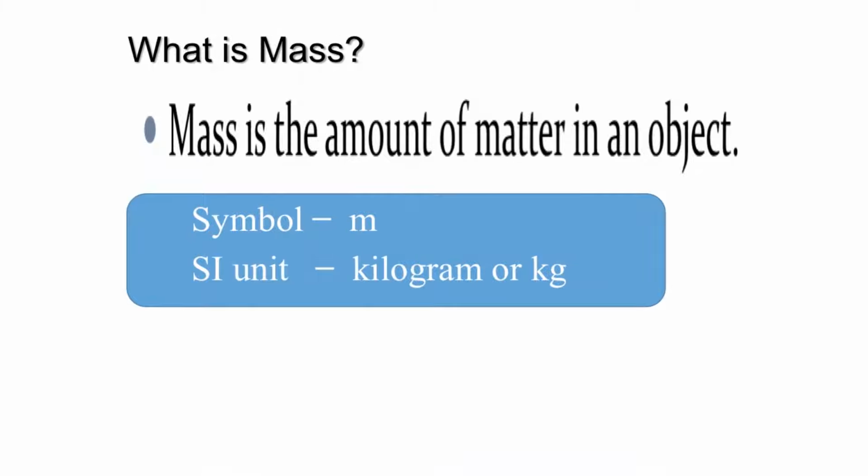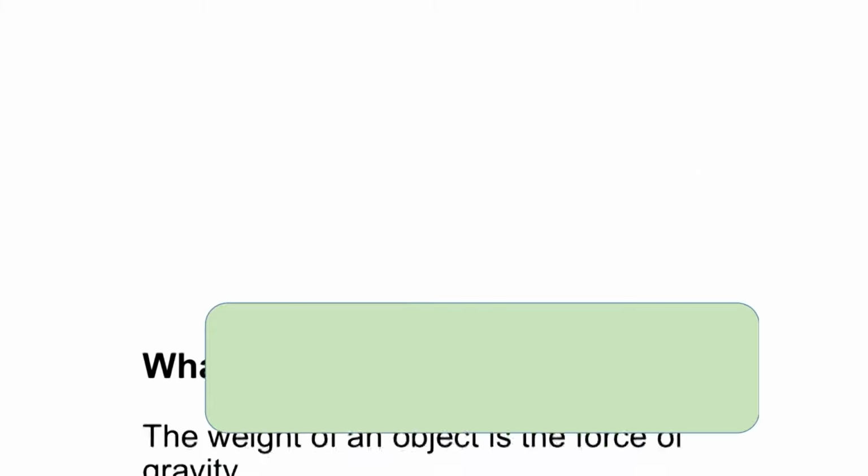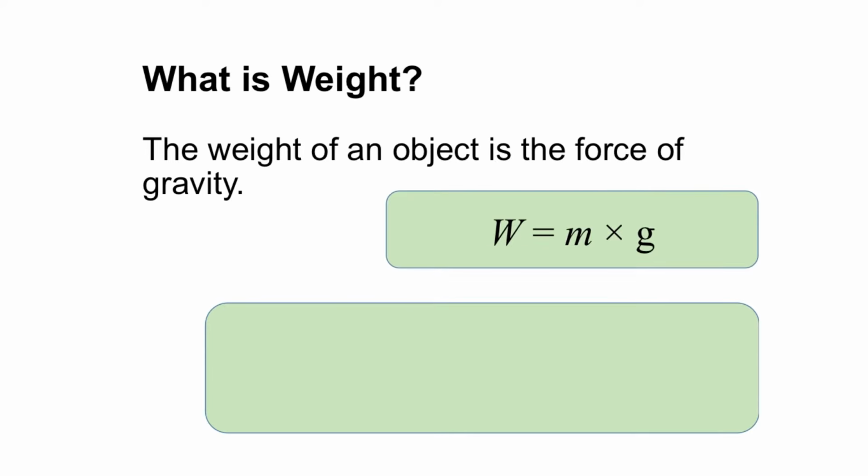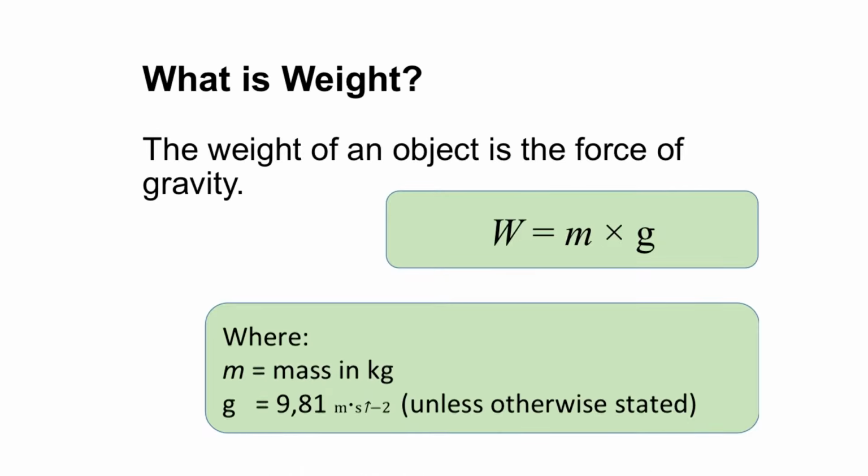And then now, I want us to look at the weight. What is weight? We say the weight of an object is the force of gravity. The weight of an object is the force of gravity. Mathematically it is written as W = M × G, where M is the mass in kg, and G is the gravity or force of gravity, which is 9.81 meters per second squared.